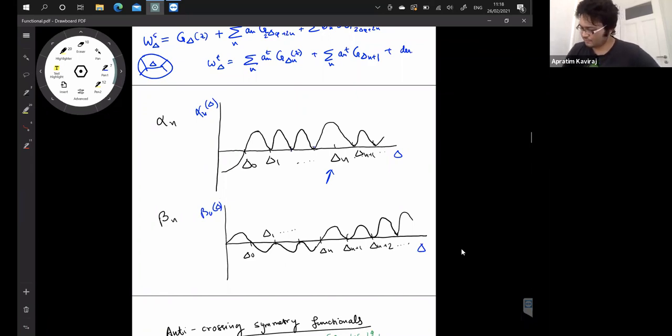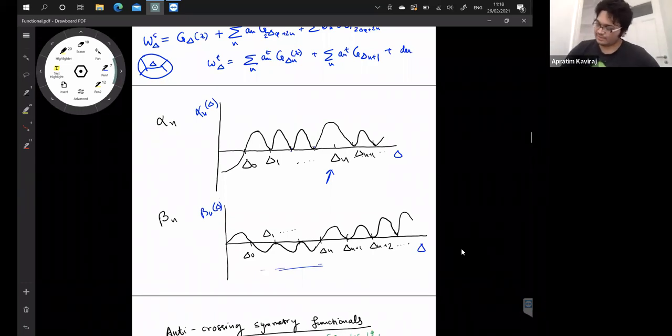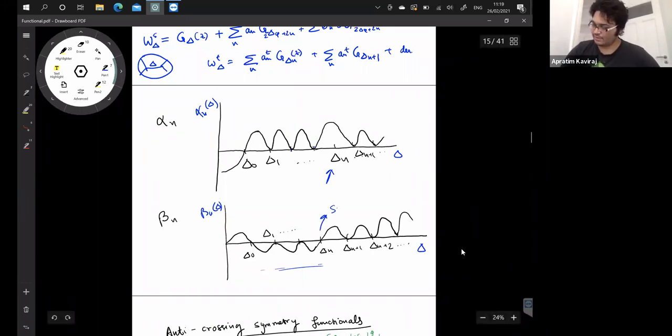Similarly, betas are also zeros at double trace values, but at all these other positions they have double zeros, except here where it's a single zero. So these are the respective properties of alphas and betas that allow them to get something useful.